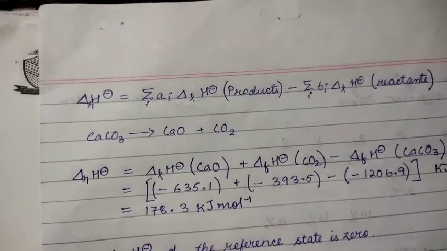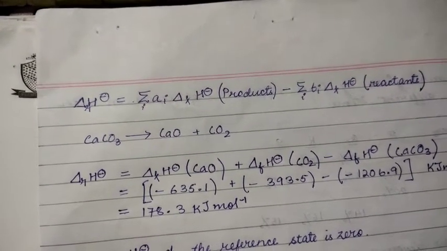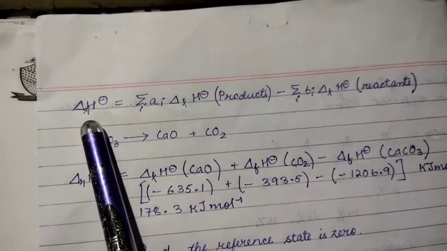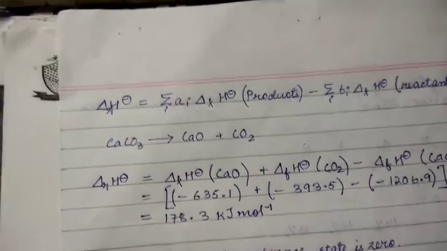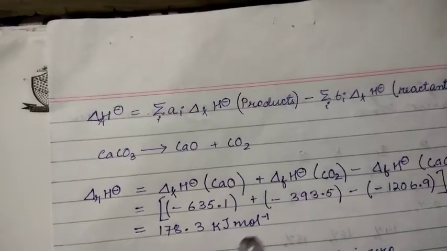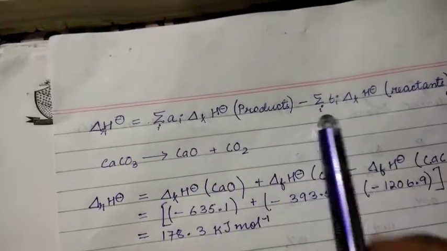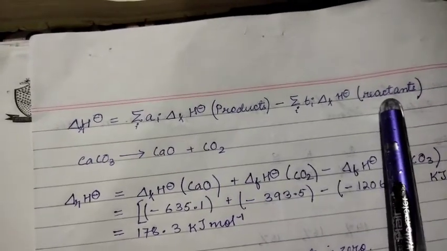Last class we discussed enthalpy and the change in enthalpy formula. Today we will discuss the change in enthalpy of a reaction. The change in enthalpy of a reaction is given by the summation of the enthalpies of the products minus the summation of the enthalpies of the reactants.